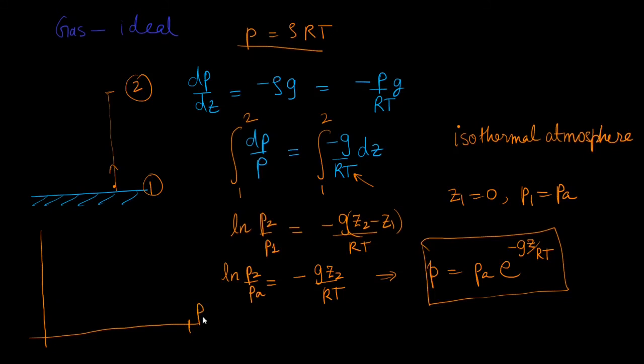So if this is the atmospheric pressure and this is the altitude, so this is Z equal to 0, the pressure will fall exponentially like this.